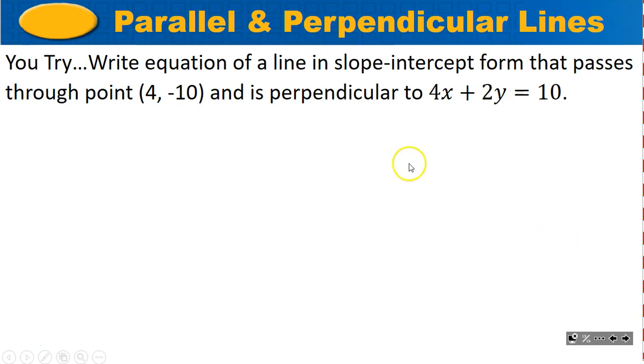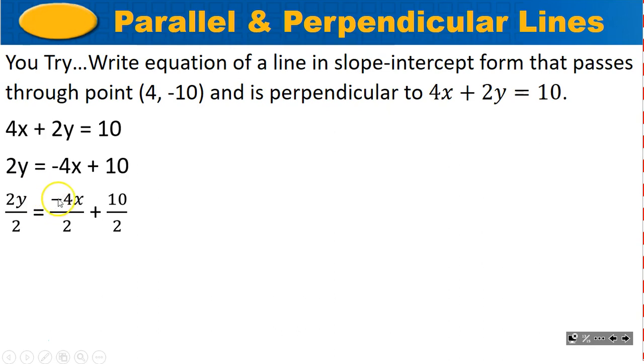All right, so now, once again, we're going to put this in y-intercept form. So we're going to move the 4x. We're going to divide by 2. When we divide -4 by 2, we get -2. When we divide 10 by 2, we get 5. So our slope here is -2.